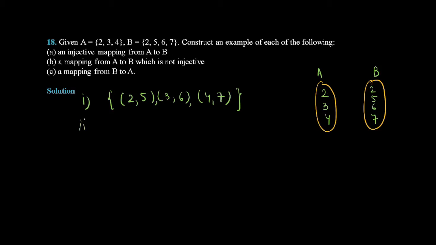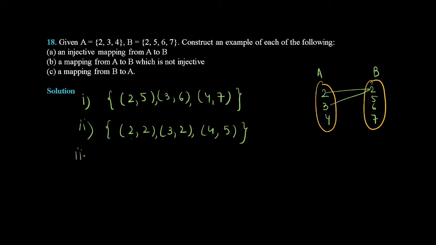In the second case, a mapping from A to B should not be injective. Not injective means two different elements should be associated with a single element. So I can take that 2 is associated with 2, then 3 is also associated with 2, then 4 is associated with 5. So in this case, 2 is associated with 2 and 3 is also associated with 2. So this is not a 1-1 mapping.